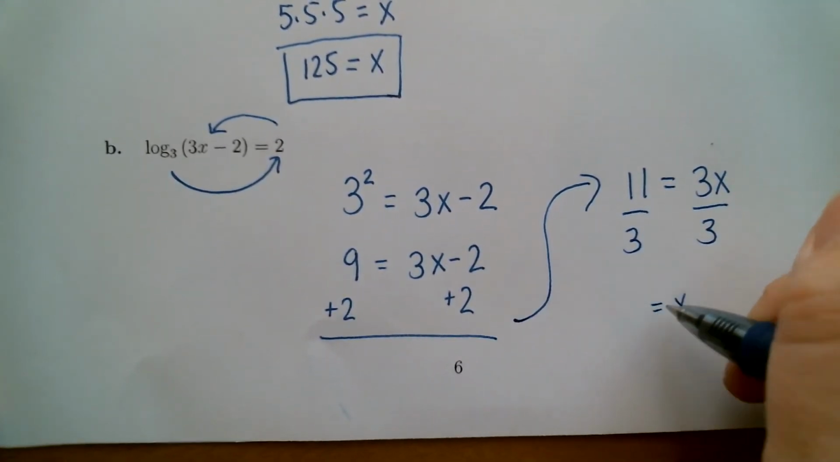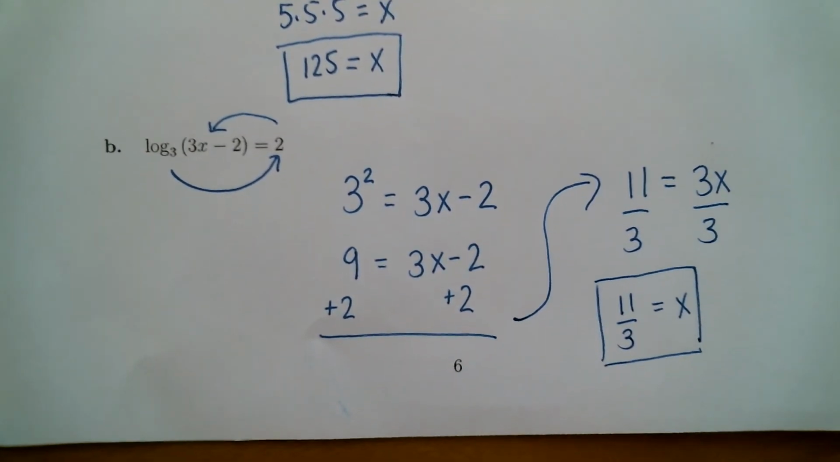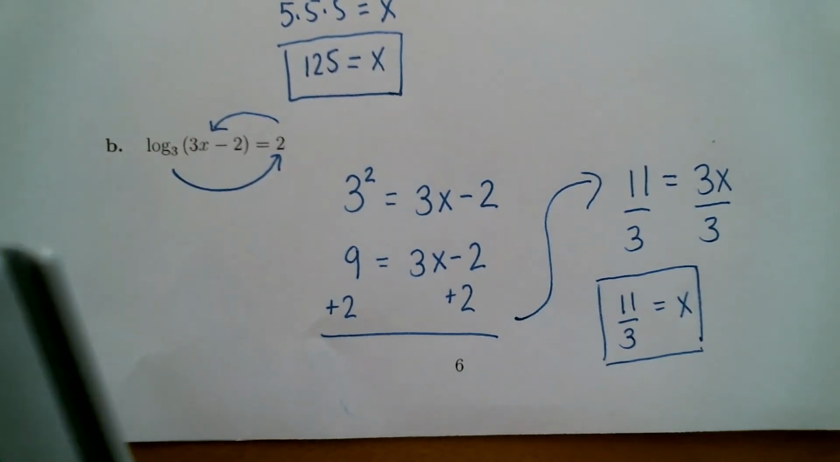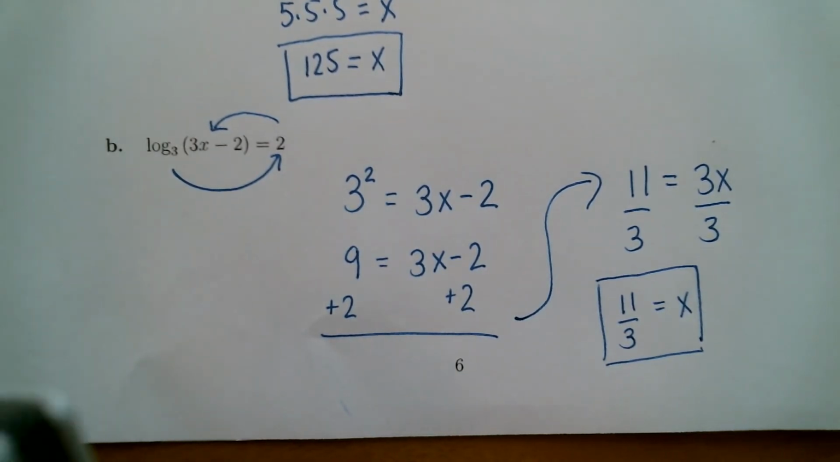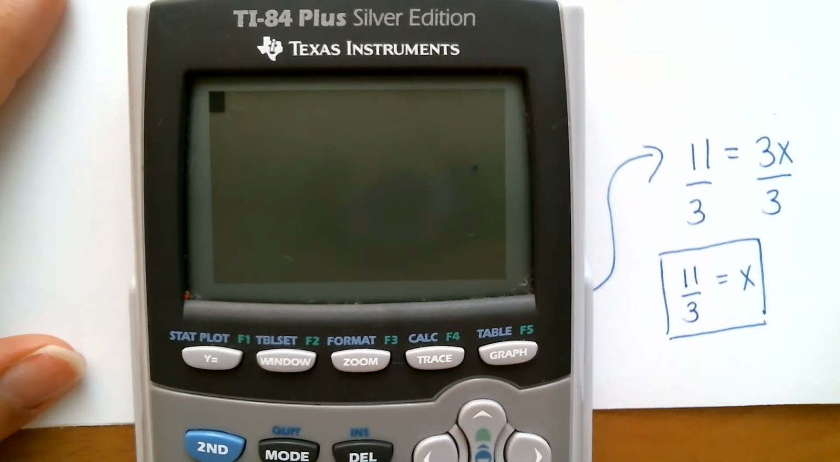Our answer is 11/3. All right, so 11/3, you might be wondering if that's irrational or not. You can look at the decimal approximation here.